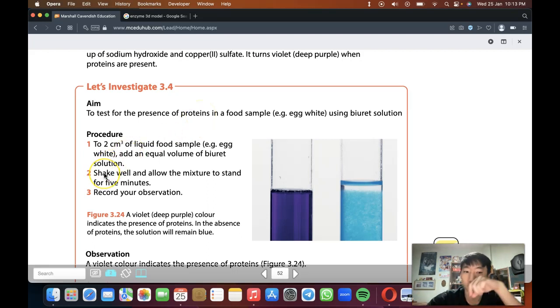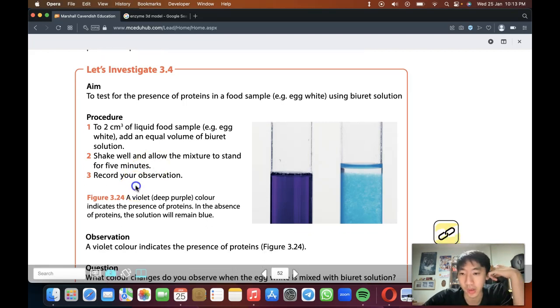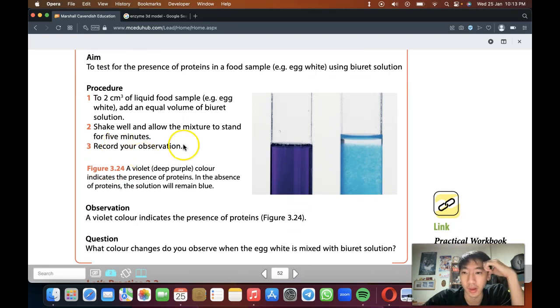We will shake it well. We add it maybe drop by drop. So 1 drop shake, 2 drop shake, 3 drop shake, etc. Then we will shake it well and allow the mixture to stand for 5 minutes. Actually it shouldn't even take 5 minutes. It'll be very fast. Within a few seconds you can see. Then we observe it. The reason for 5 minutes is just in case there are traces of protein. If there's really very little protein, then it may take some time for it to change color.